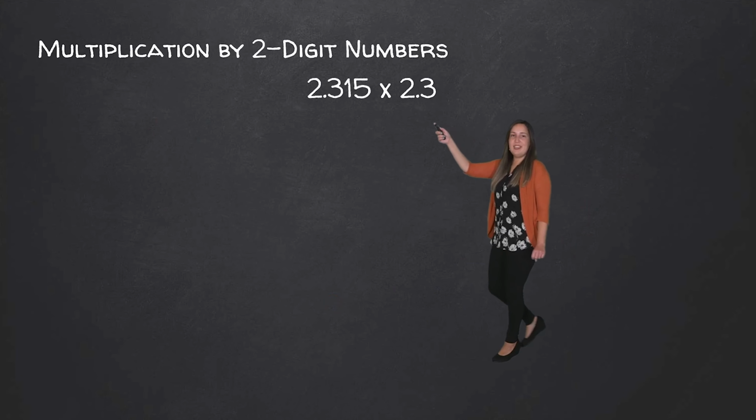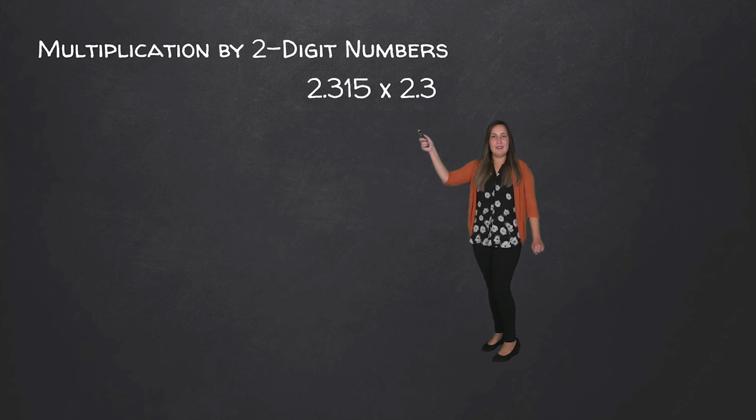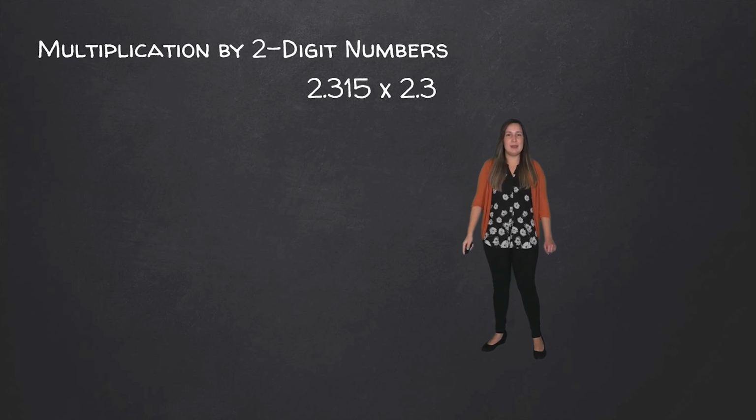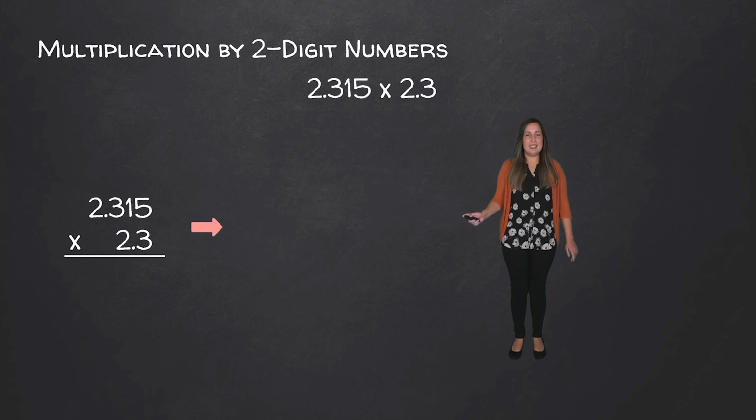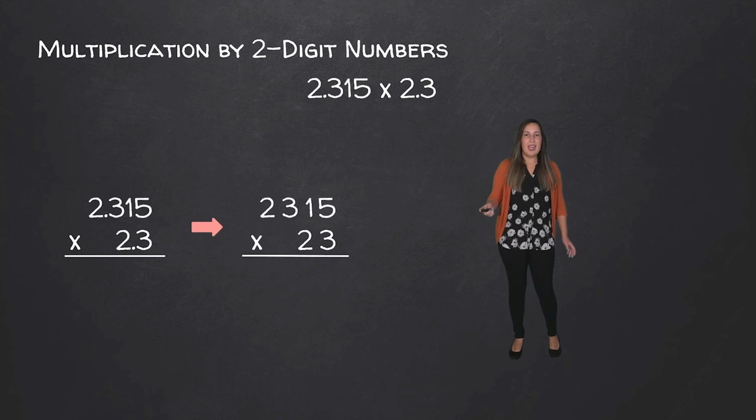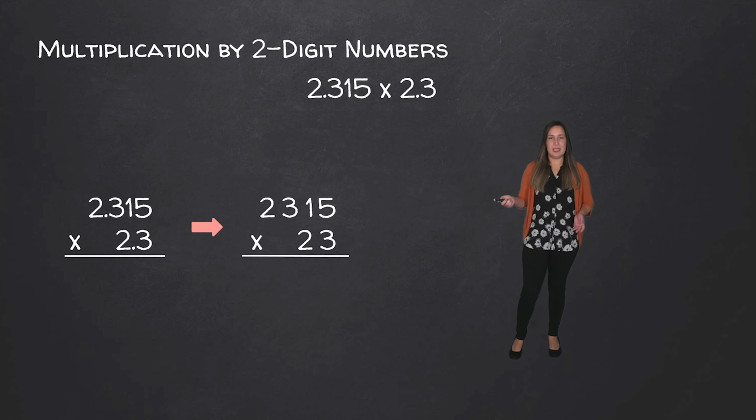Now let's do our final example. Here we have 2 315 thousandths times 2 3 tenths. So we're going to take this problem and rewrite it without any decimals. And here we're just going to multiply normally.